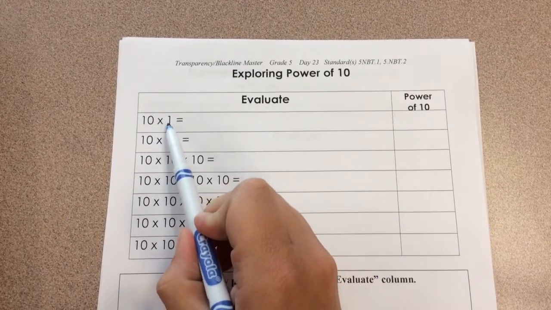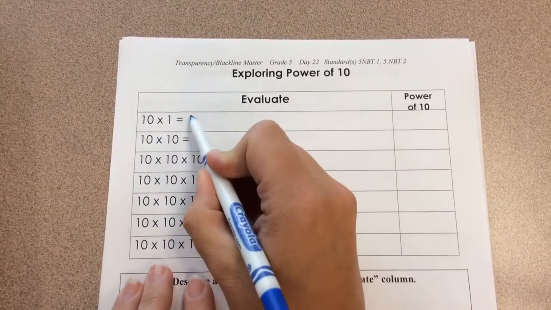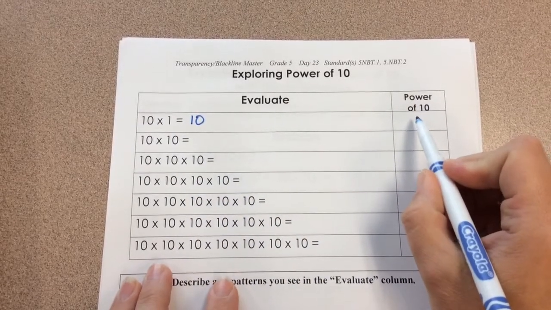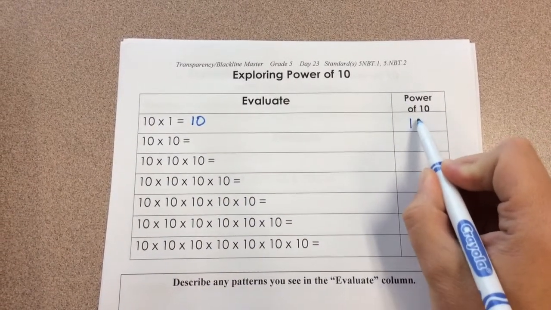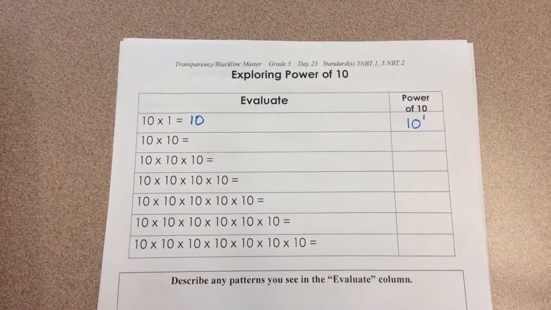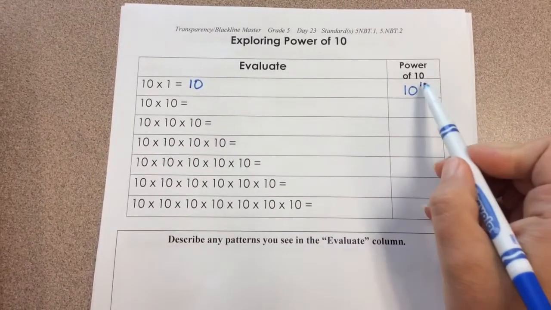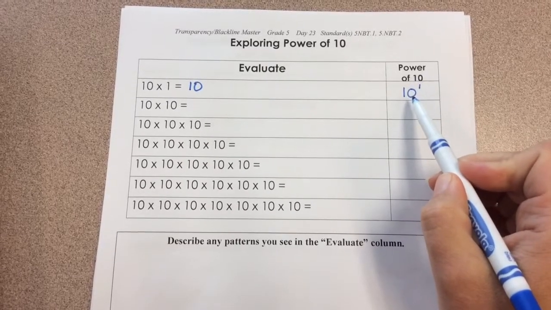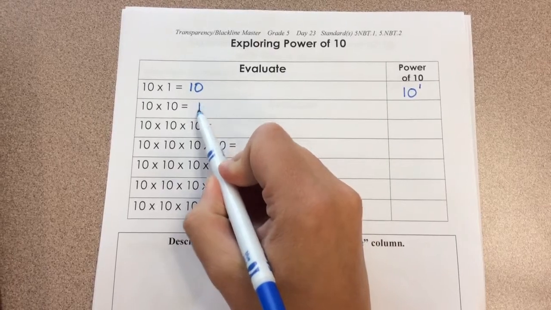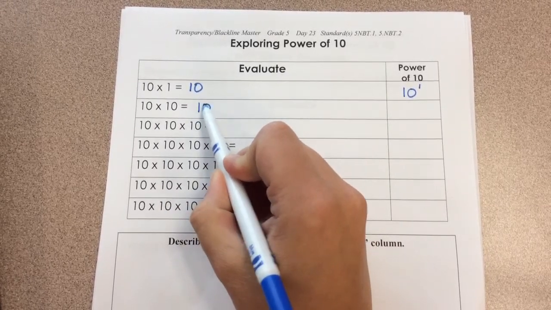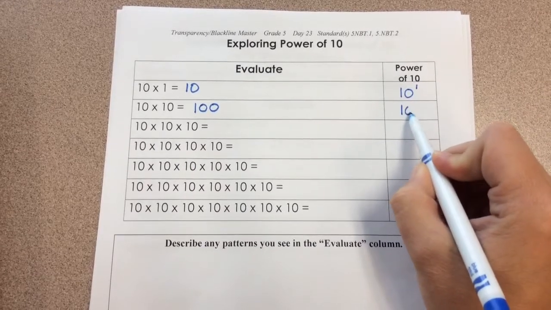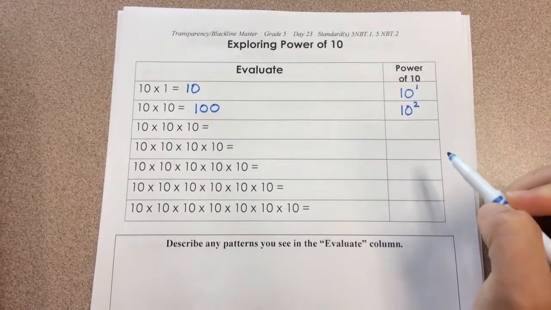So 10 times 1, times any number, is itself. So when I write it in powers of 10, this is the way I have to write this: 10, and I put this little 1 up in the air. That is an exponent. It tells you that there is 1 ten being multiplied together. This one, I write it this way. 10 times 10 is 100. The way I write that is 10 to the second power.